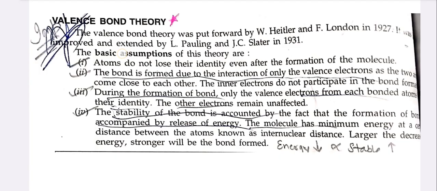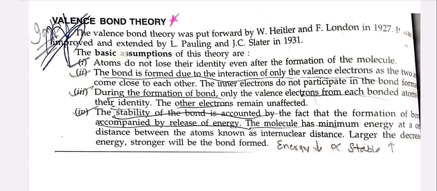The basic assumptions of this theory are: first, the atoms do not lose their identity even after the formation of the molecule. The second one, the bond is formed due to the interaction of only the valence electrons as the two atoms come close to each other. The inner electrons do not participate in the bond formation. Third, during the formation of bond, only the valence electrons from each bonded atom lose their identity and the other electrons remain unaffected.